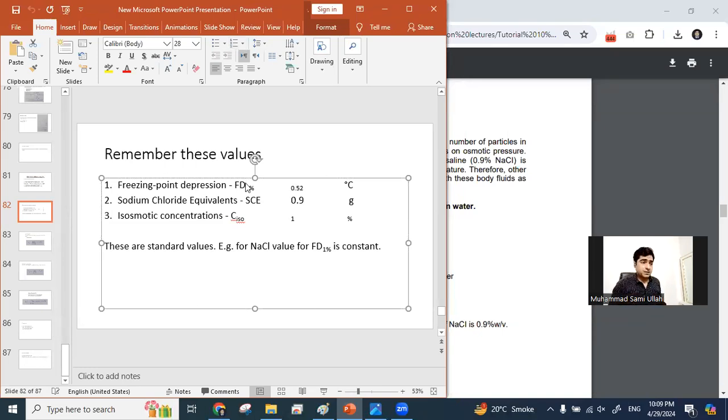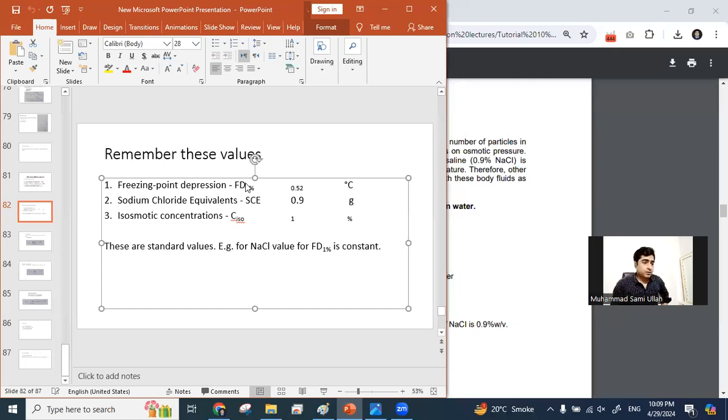Second value is sodium chloride equivalent. Now 0.9% is the normal isotonic concentration. So just remember this 0.9 with sodium chloride equivalent. And for isosmotic concentrations, just remember one, simple one.